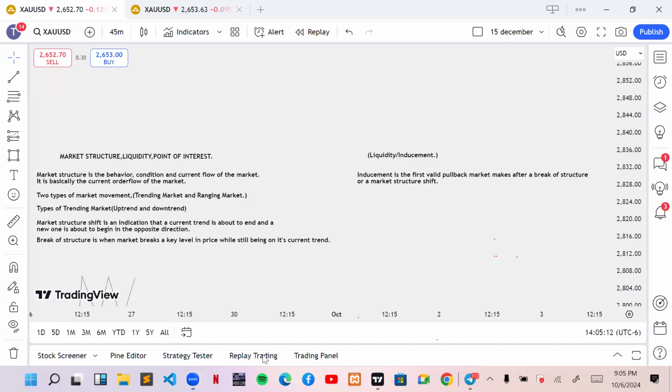What's top-down analysis? This is not what I'm teaching in this class. I'm teaching market structure, inducement, and point of interest. I'm teaching my trading strategy. If you have your top-down analysis, do your top-down analysis. I don't think I mentioned anything regarding top-down analysis in this strategy. If I did, and you ask me questions relating to it, I'll answer. But I told you I'm teaching my trading strategy, and you should ask me questions relating to what I'm teaching.